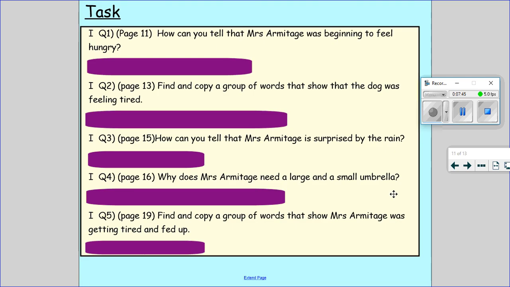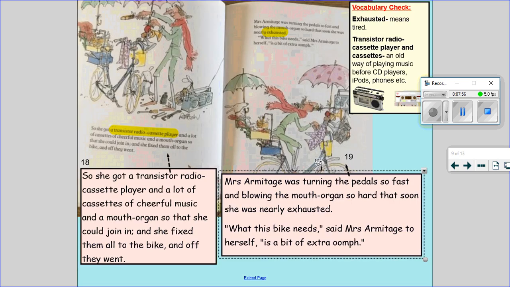And finally, question number 5, page 19. Find and copy a group of words that show Mrs. Armitage was getting tired and fed up. So here on page number 19, find and copy a group of words that show that Mrs. Armitage is beginning to feel tired and fed up.